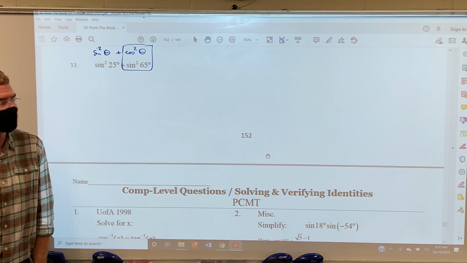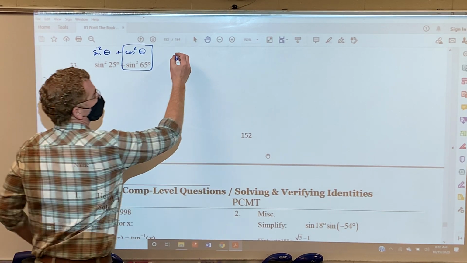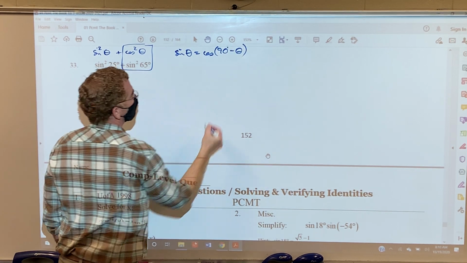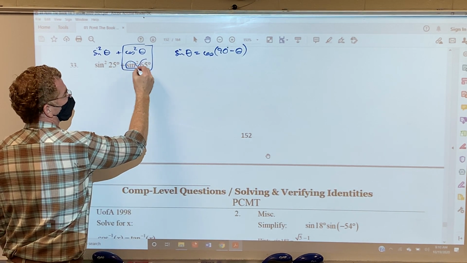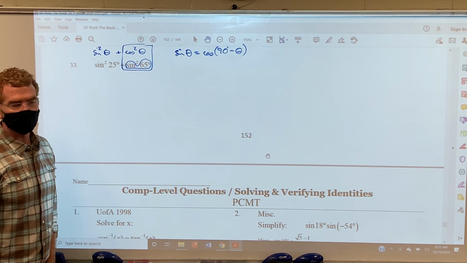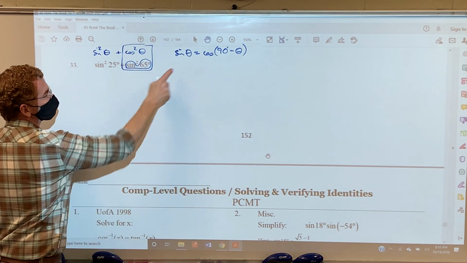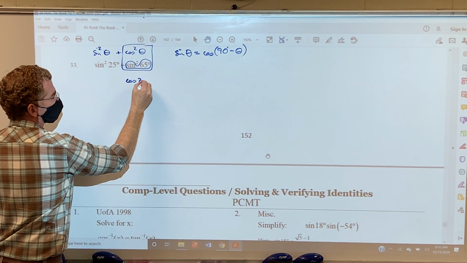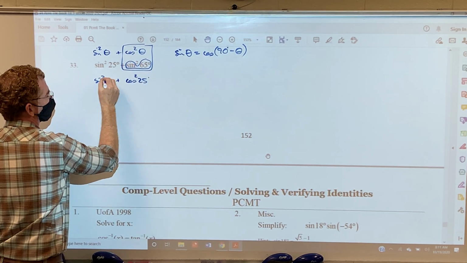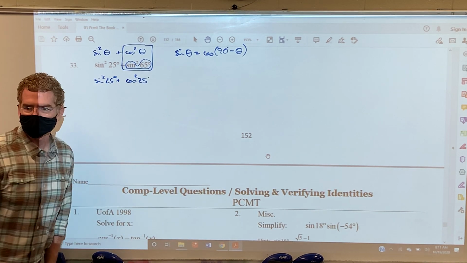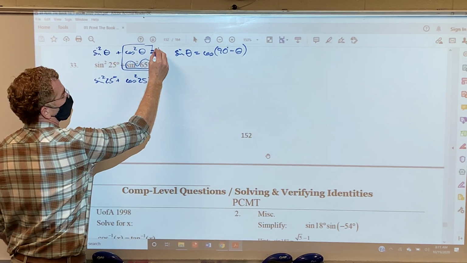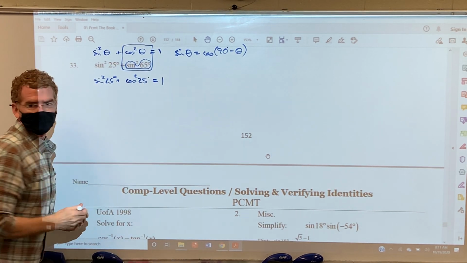Let's try it. I'm sniffing around, right? So sine of theta is cosine of 90 minus theta. So sine of 65 would be cosine of 90 minus 65, which is what? Cosine of 25. So that becomes, based on the cofunction identity, a cosine of 25. Don't forget the squared. Bring down the rest of this. And now what do I have? I have a Pythagorean identity. Sine squared plus cosine squared is always equal to 1. Well, then this is equal to 1.